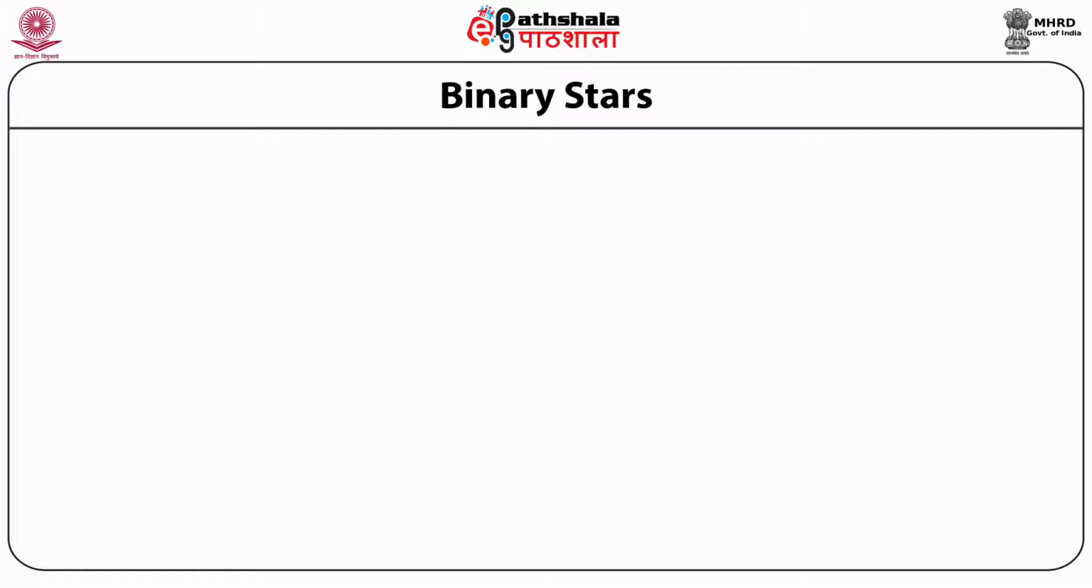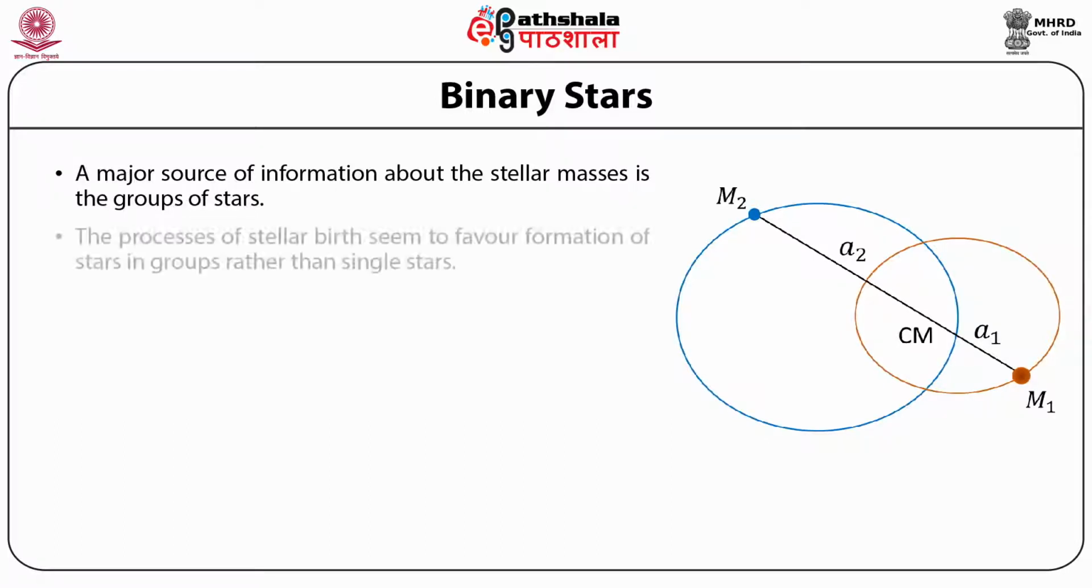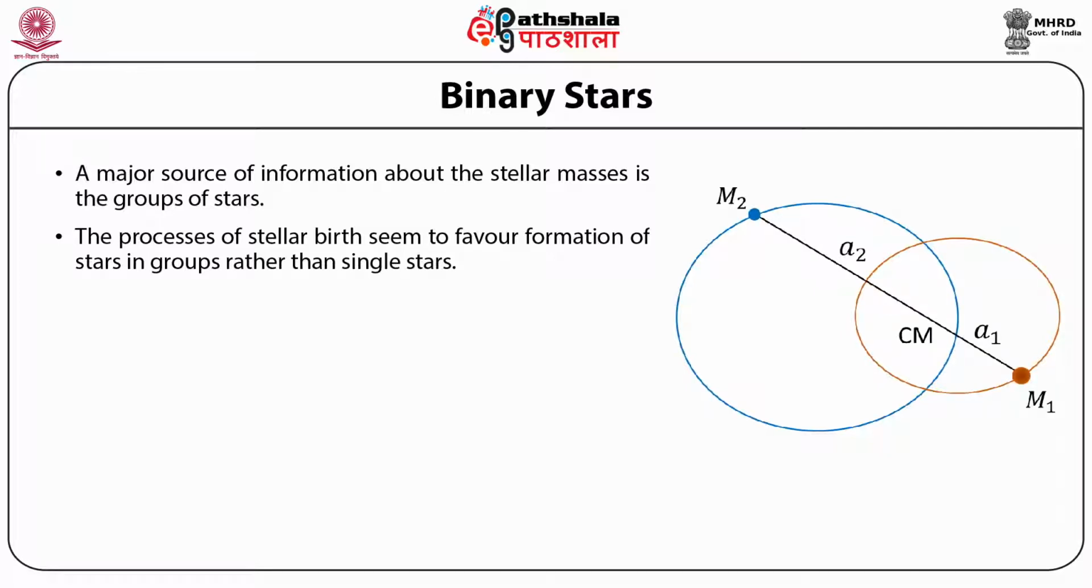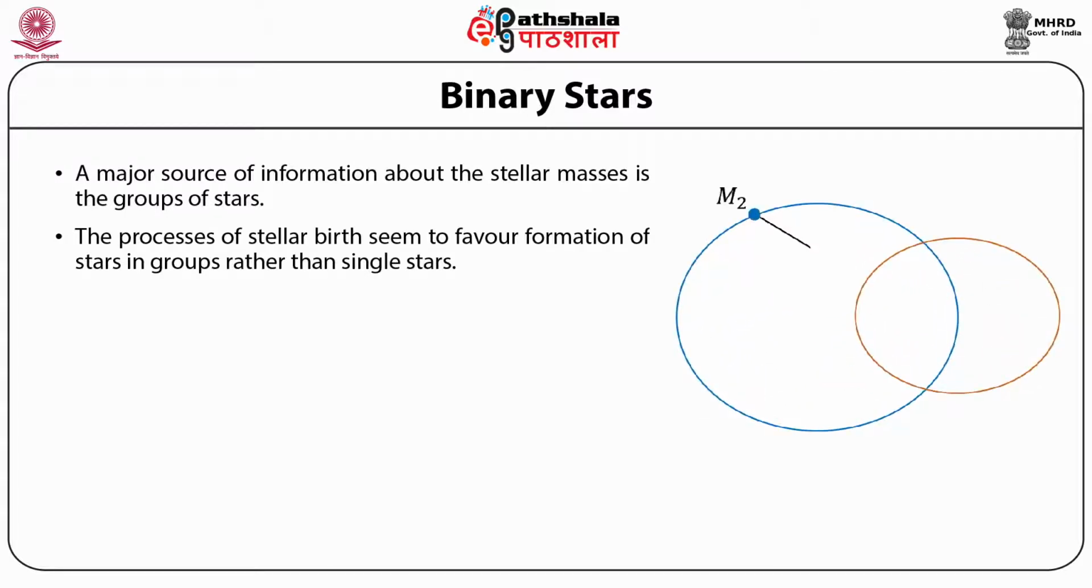Binary stars. A major source of information about the stellar masses is the group of stars. Binary groups and groups of 3 or more stars are accidents of birth. So the processes of stellar birth seem to favor the formation of stars in groups rather than single stars. In a group, the stars are held together by the force of gravitation, and it is the application of Kepler's law based on Newton's law of gravitation that allows us to estimate the masses of their components.